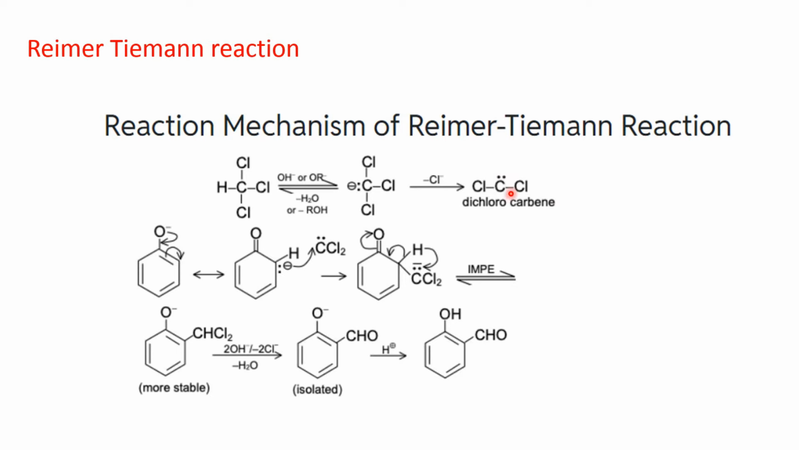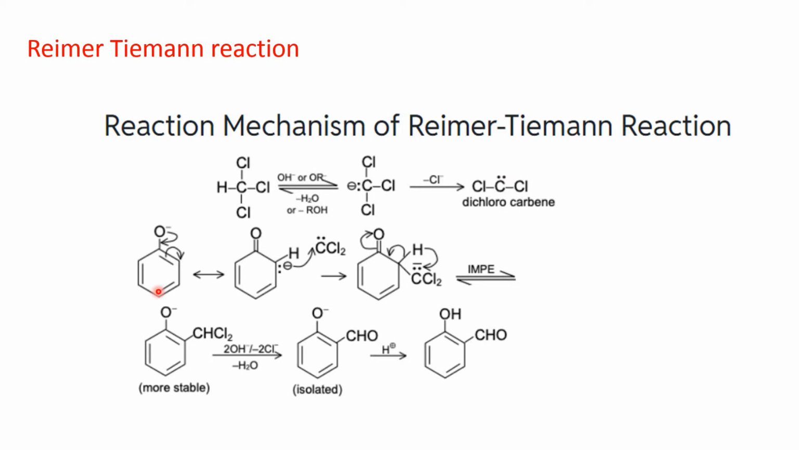In dichlorocarbene, this carbon is attached to two chlorine atoms and one orbital contains this lone pair of electrons, and it has one more vacant orbital because carbon is tetravalent, no? So it has one vacant orbital. Because of this vacant orbital, these carbenes are electrophiles. It can accept the pair of electrons.